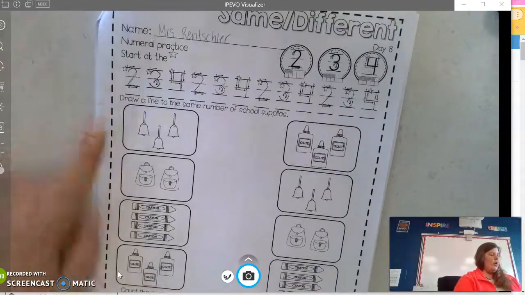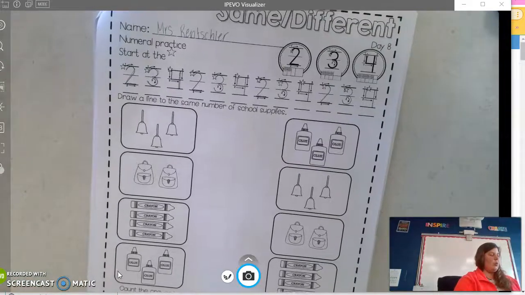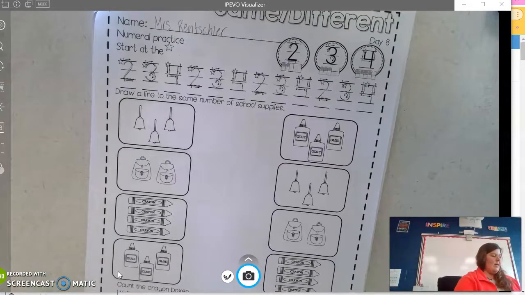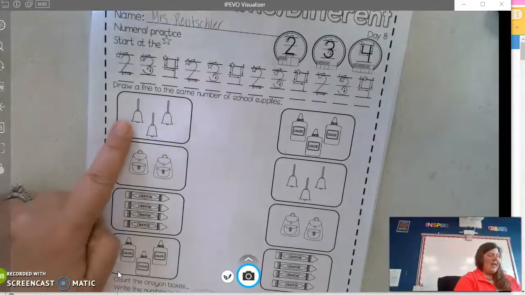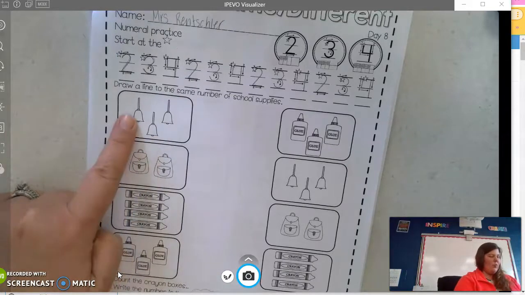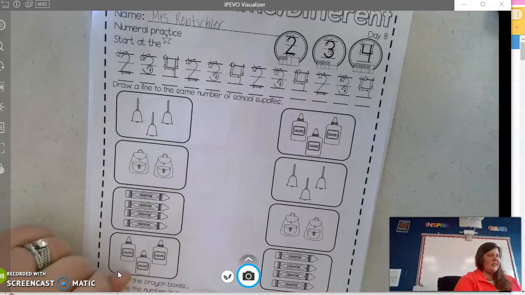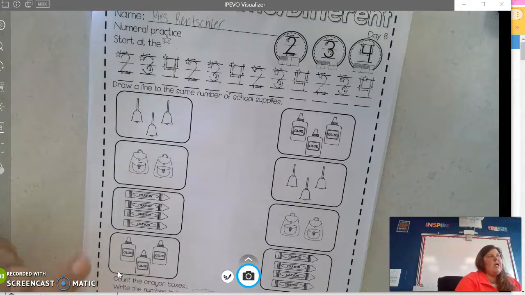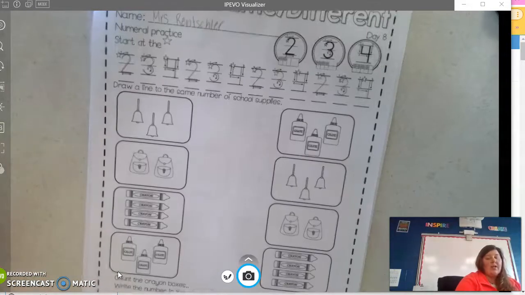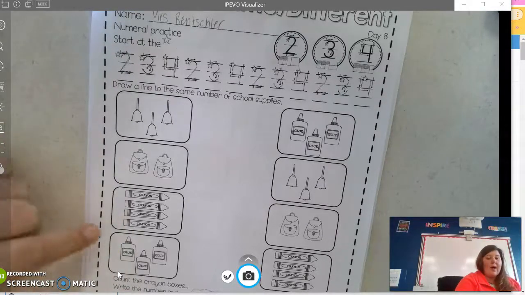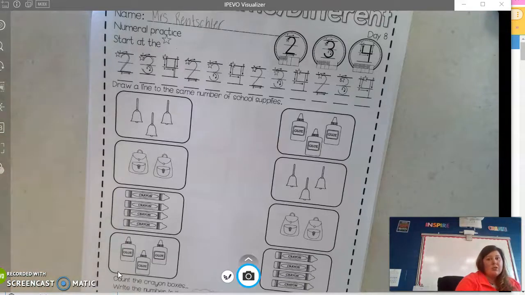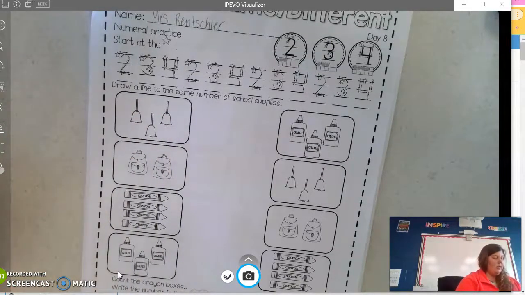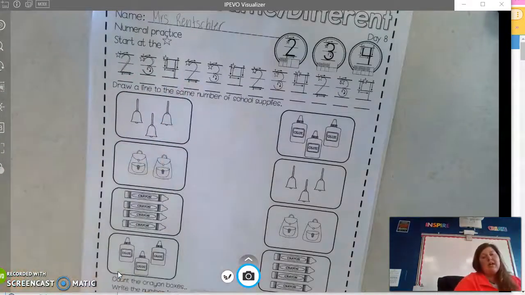All right. Draw a line to the same number of school supplies. How many bells are there? 1, 2, 3. Let's practice touching them as we count. Ready? 1, 2, 3. Being able to touch and count is called one-to-one correspondence, and that's something that is super important and that we work on. And when you came into the class, that is how I watched you count with the blocks. So remember to touch as you count. And that's also why we follow and track the words in a book, is building that one-to-one correspondence.